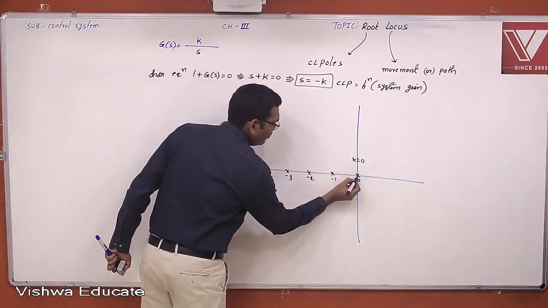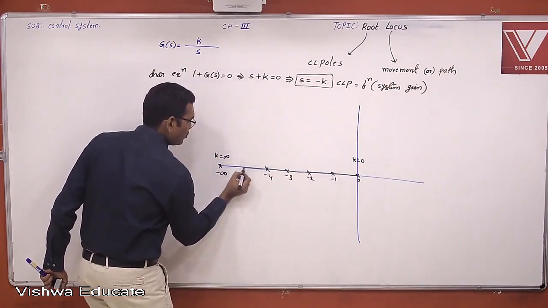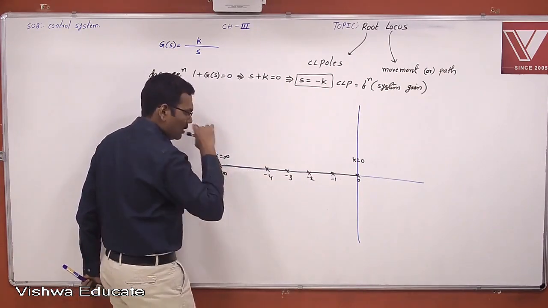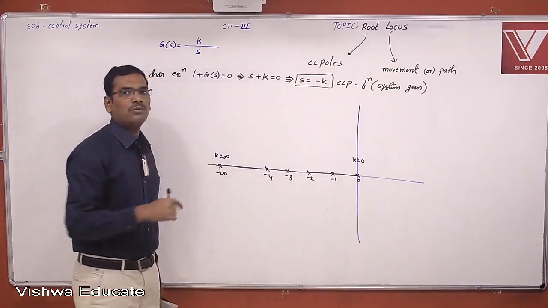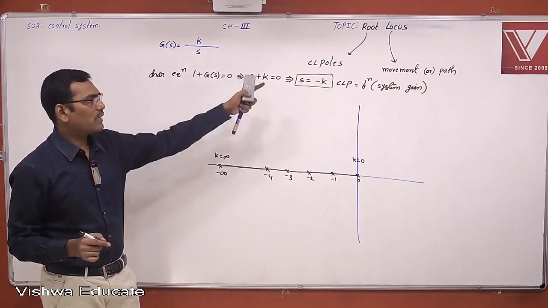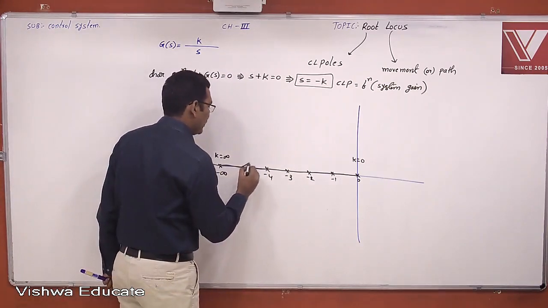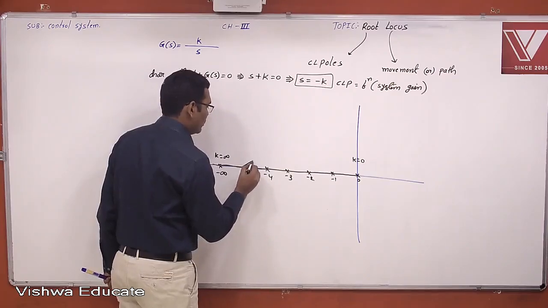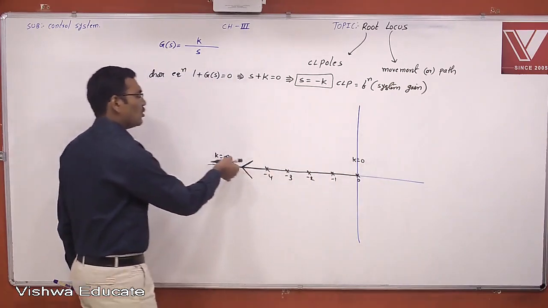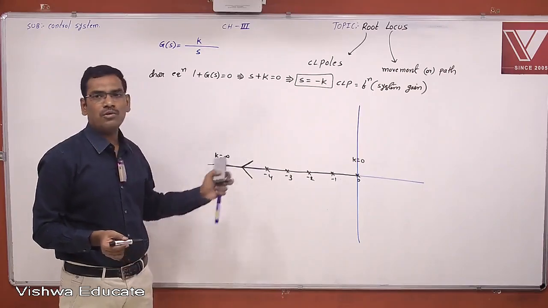This is the movement of the closed loop pole. The closed loop poles are moving, am I not? The root locus is nothing but the movement of the closed loop pole. This arrow indicates the direction in which the closed loop poles are moving. This is the direction of the closed loop poles movement.